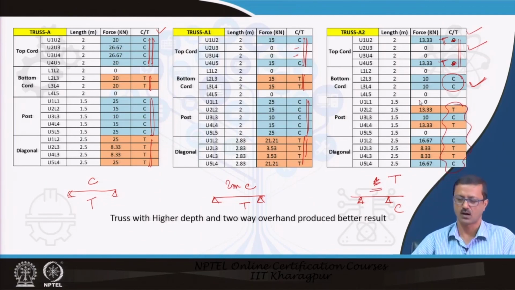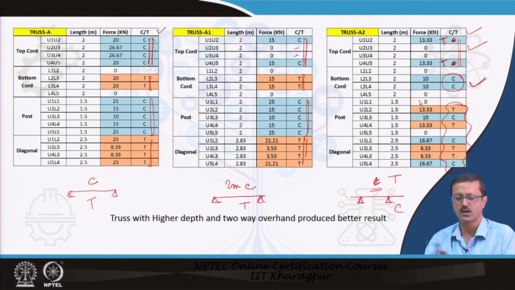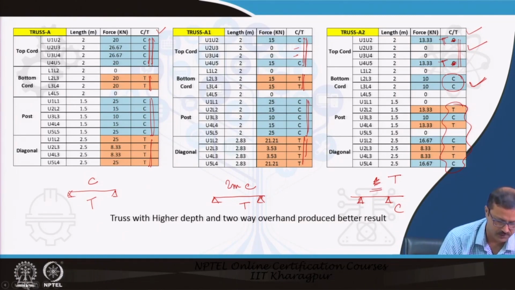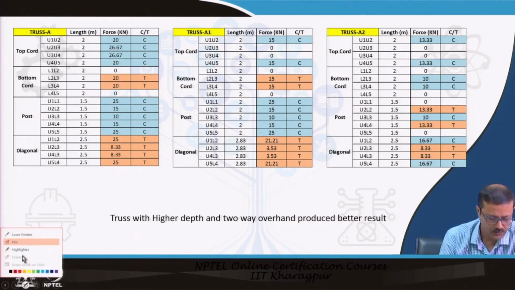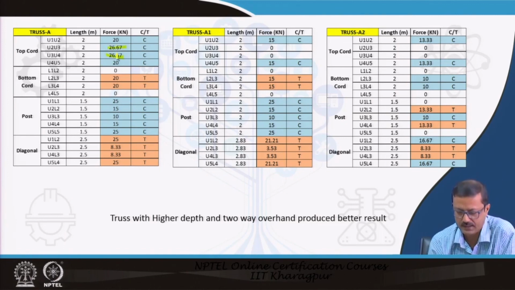Here posts are also come under the compression or in tension, and the diagonals are also come under the compression or also tension. That is the nature of the forces. If I see, I have found out the first changes. Let us see the magnitude point of view, what is the changes. How much is the highest force, here 26 point. In this case it is much less, and this the 21 point something.